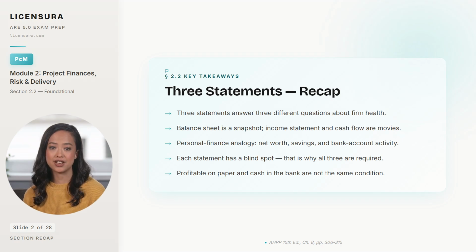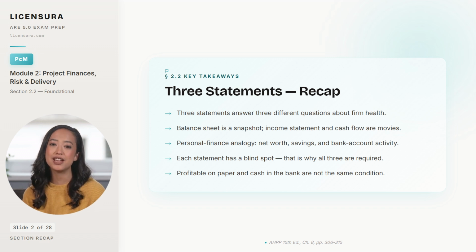5 takeaways from this section. First, every business keeps 3 core financial statements, and each one answers a question the other two cannot answer. Second, the balance sheet is a snapshot at a moment in time, while the income statement and the cash flow statement are movies over a period. That time frame distinction is what most beginners get wrong. Third, the analogy that makes the structure click is your own personal finances. Net worth, monthly savings, and bank account activity map cleanly onto the three statements.